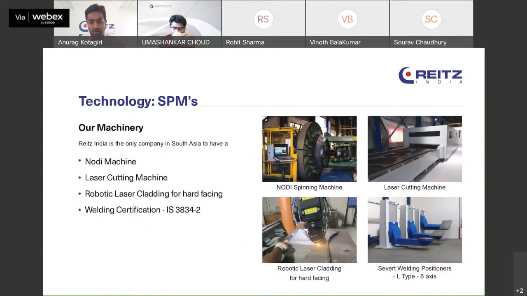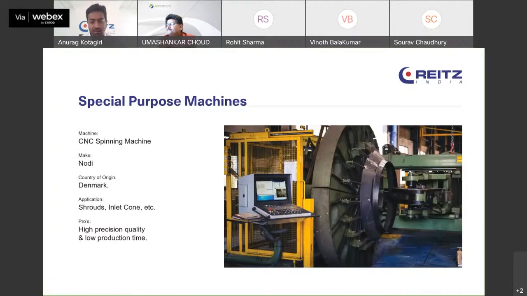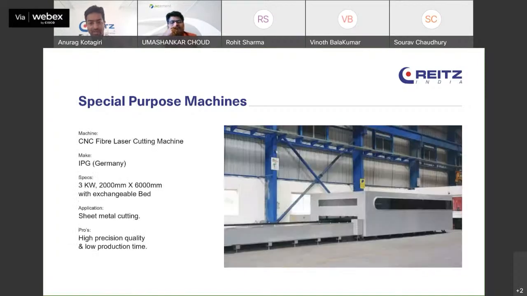We are able to give you a really good quality product because we have certain SPM, or what we call a special purpose machine. Now, many of you know, this is a Nodi machine, and using this, for the impeller, we pretty much do the shrouds and the inlet cones. We are the only company in South Asia to boast of such a machine, and what this does is it gives you the concentricity. It reduces the losses at the inlet cone, and it ultimately gives you a better efficiency when it comes to the fan.